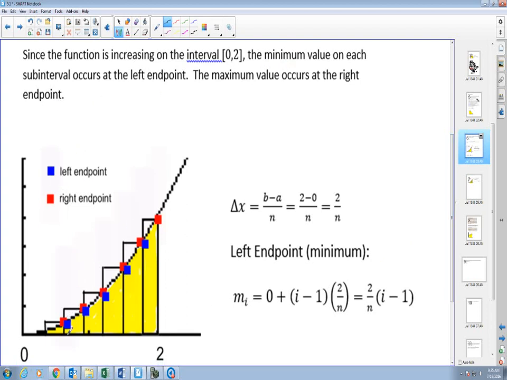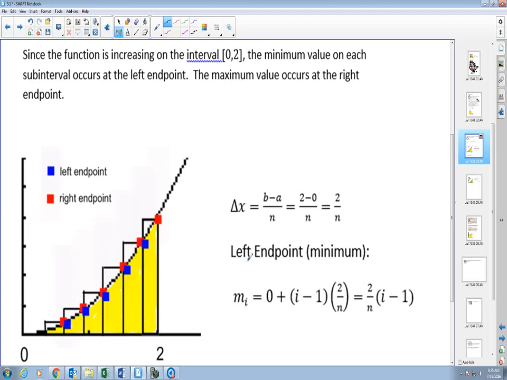The left endpoint is blue. If I look at the second rectangle, the left endpoint is blue, and the maximum for the second interval is the red point right here. So the maximum is at the right endpoint and the minimum occurs at the left endpoint. It's kind of confusing because every subinterval contains a maximum and a minimum.